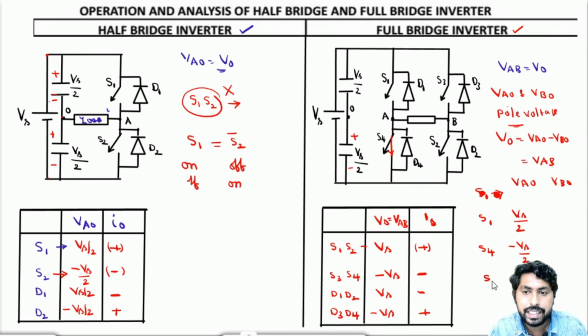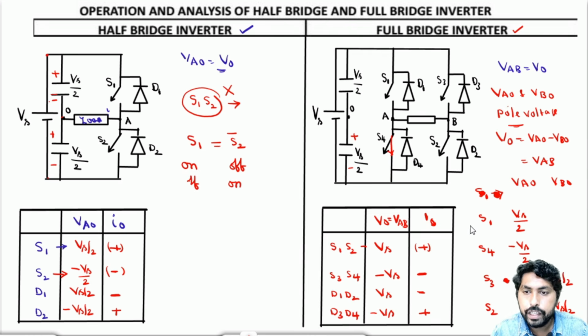When S3 is on, what happens? This is the parallel leg. When S3 is on, VB naught should be equal to Vs by 2. When S2 is on, VB naught equals minus Vs by 2. So this is how we can calculate the pole voltages also, and from the pole voltages we can find the output voltage.